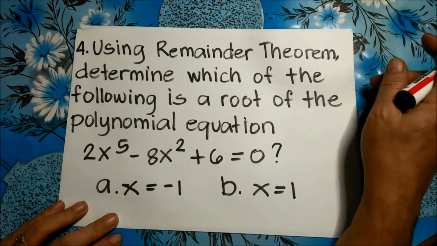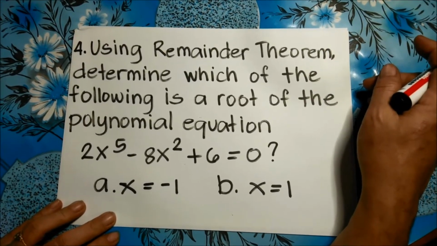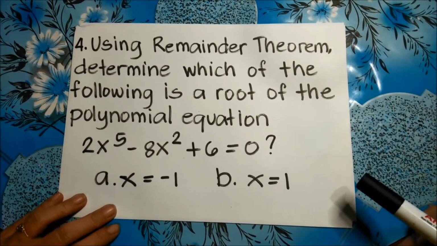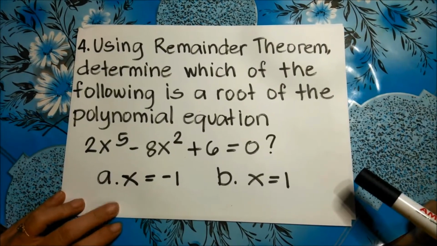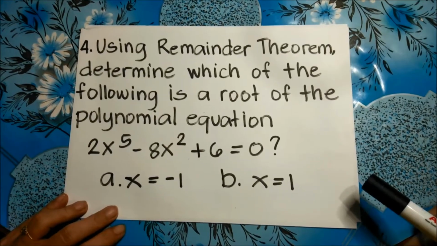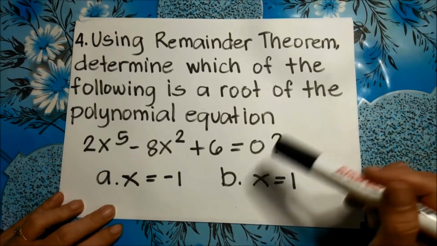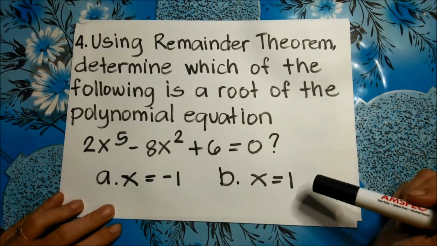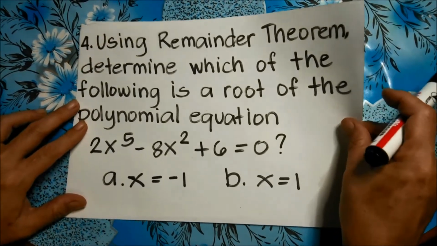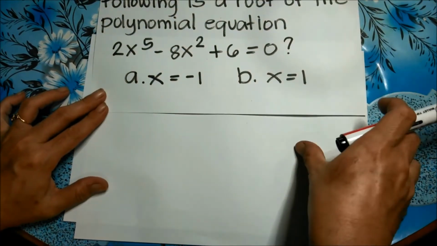Number 4. Using remainder theorem, determine which of the following is a root of the polynomial equation 2x to the 5th minus 8x squared plus 6 equal to 0. So we have two givens of x: for a, x is equal to negative 1, and for b, we have x equals 1. So by applying the remainder theorem, we simply substitute the given values of x and check which of the two satisfies the polynomial equation. So let's start with letter A.